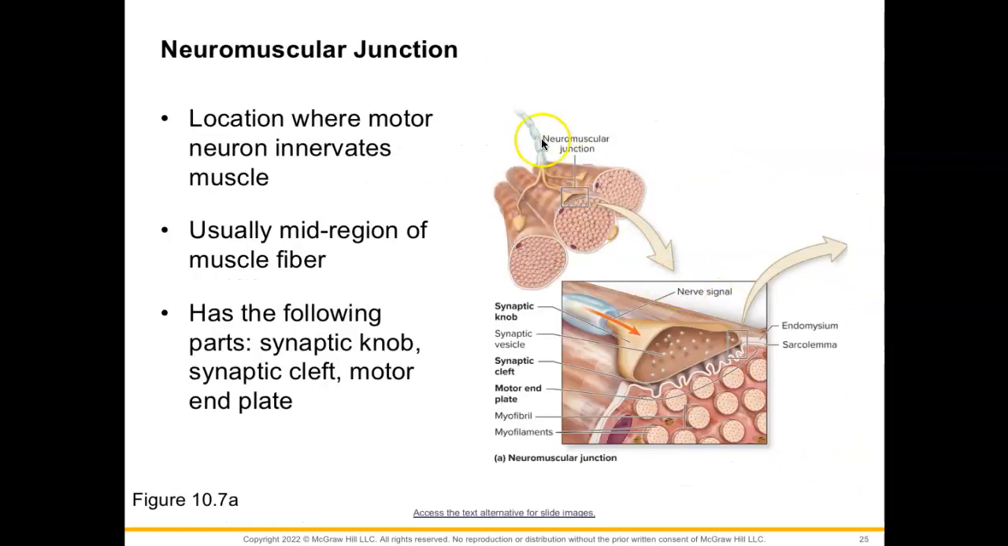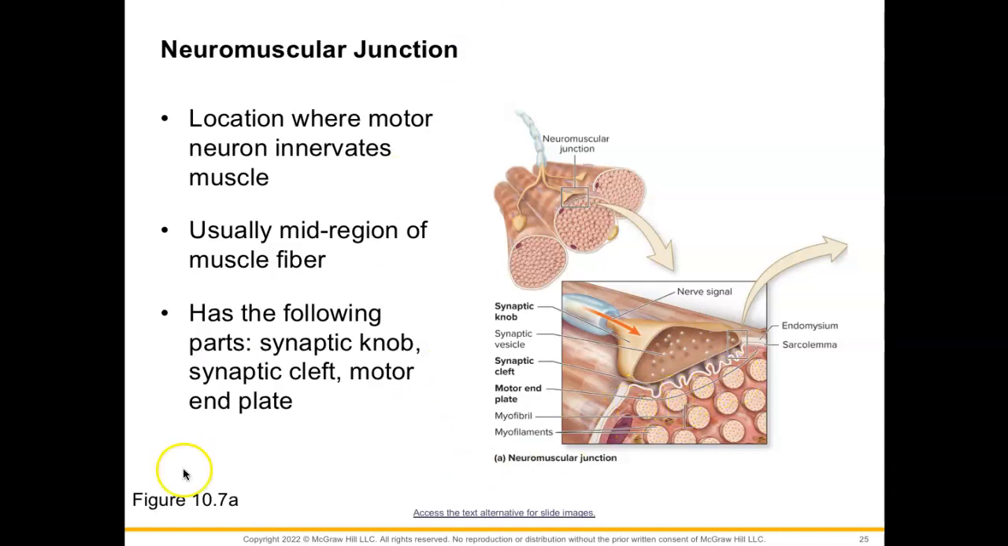Now let's talk about that point where this neuron is close to the actual muscle cell. Remember, we said this was called your neuromuscular junction. This is where the motor neuron is innervating the muscle itself. And this is usually going to be about the mid region of a muscle fiber. And we've got a couple different parts to this. We've got our synaptic knob, which is this end portion or swollen area at the end of the nerve. Then we have a synaptic cleft, which is the space between the synaptic knob and the muscle.